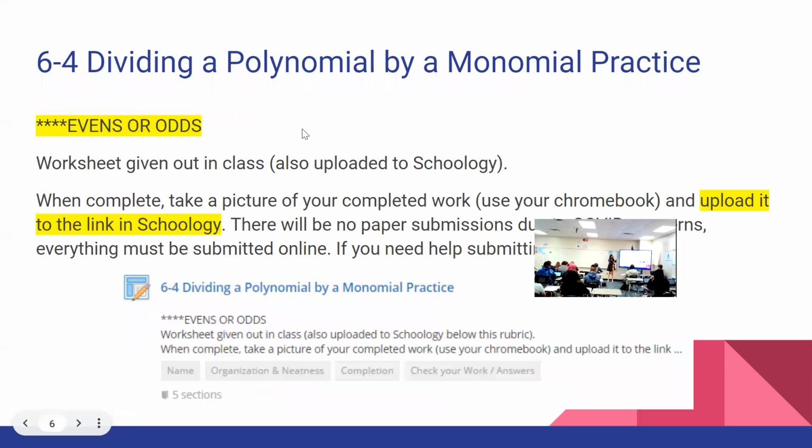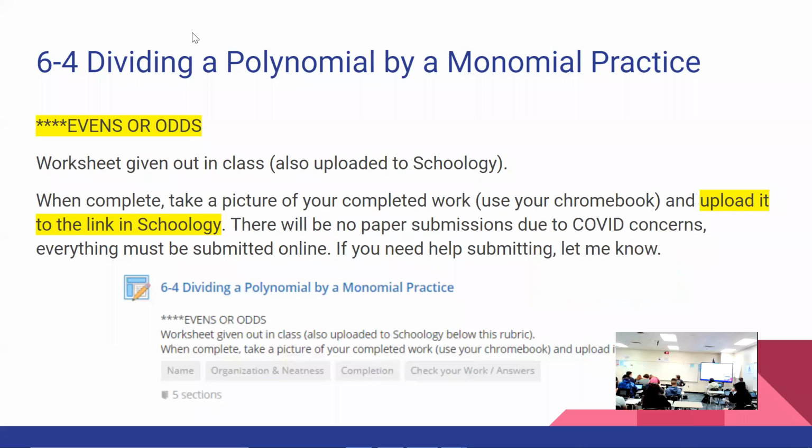The practice you guys picked up on your way in. The practice is evens or odds. My first hour had like 20 solid minutes to work on it. So the plan is that you'll have the rest of today to practice. Whatever you don't finish will be homework, and you need to have it done by the time you walk into class tomorrow. Because when you walk into class tomorrow, we're going to do an entrance ticket on this lesson, and I'll check that practice during the entrance ticket.